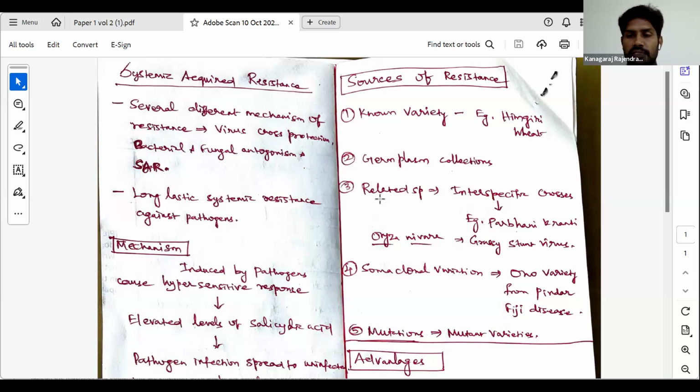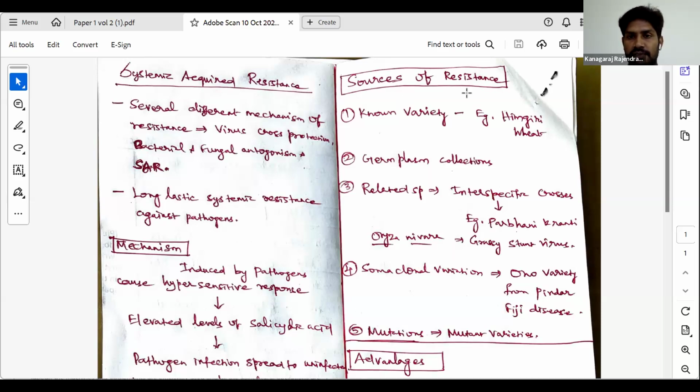So last year there was a question in our UPSC CSE mains, systemic acquired resistance. So describe the concept of systemic acquired resistance. This topic comes under breeding for disease resistance. It's a part of our plant breeding. And then what are the different sources for the disease resistance, and advantages of disease resistance. So this is our question.